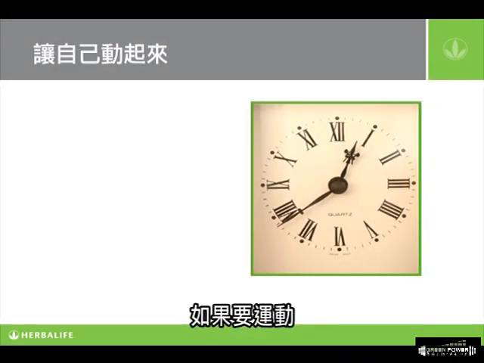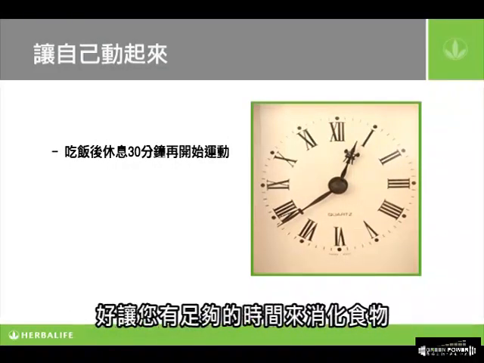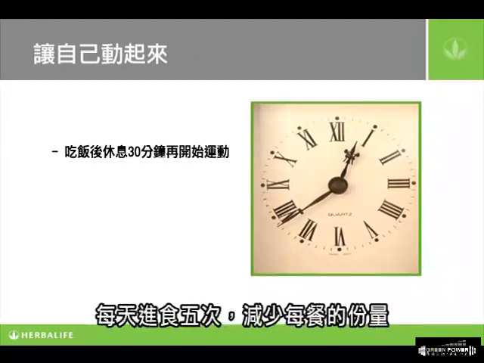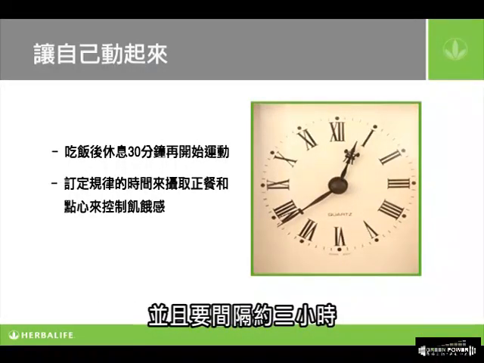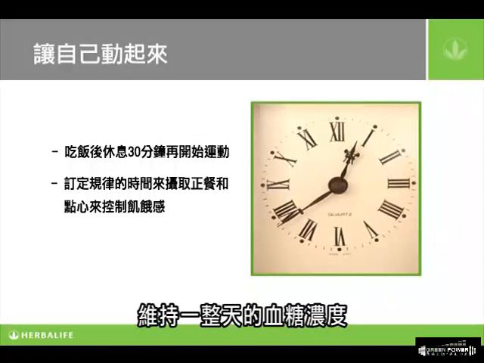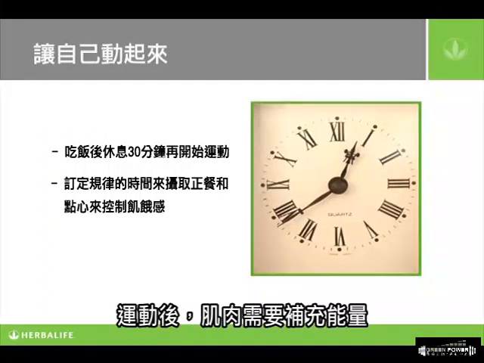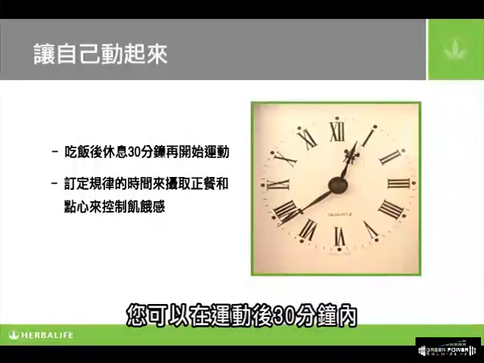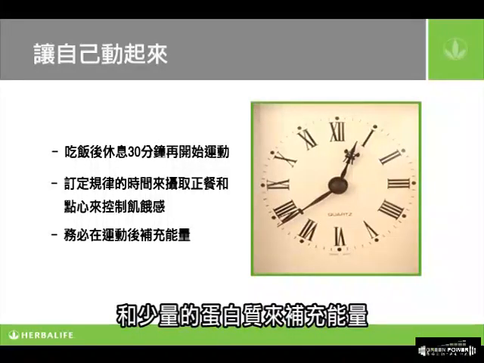If you are going to exercise, plan to eat 30 minutes before you start working out, so you will have time to digest. Eat small meals 5 times a day and space them out about 3 hours apart. This will help to keep the blood sugar levels even over the course of the day and help prevent you from getting too hungry. After exercising, your muscles are depleted and need fuel. Have some healthy carbohydrates and a small amount of protein within 30 minutes or so after exercise.